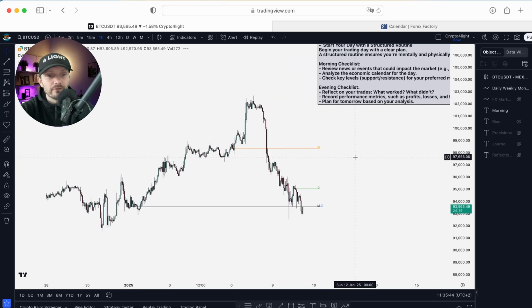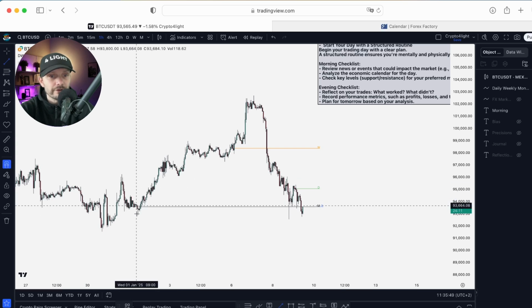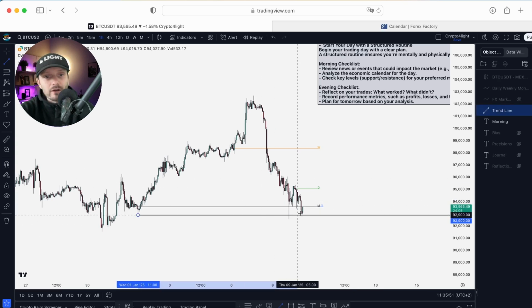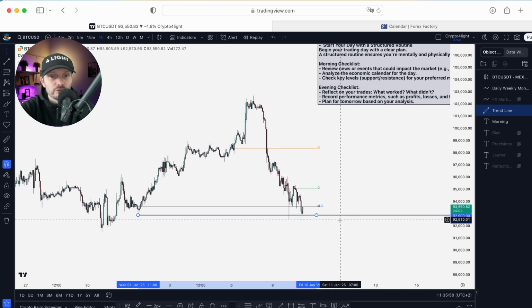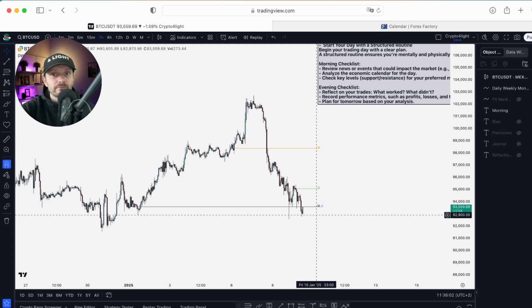Also, you can mark, for example, the liquidity pools. So here, this liquidity pool, we sweep it. Now it's more on the technical side. So it's totally individual. You can mark your key levels. There is no magic key level which will make you a millionaire because you track it. No, guys, let's be honest.